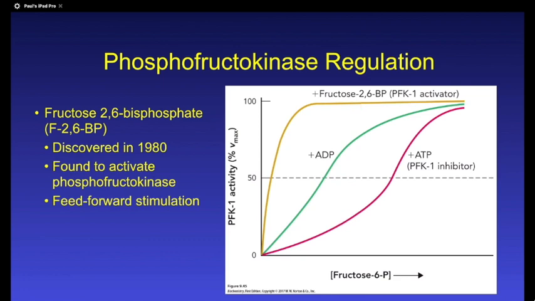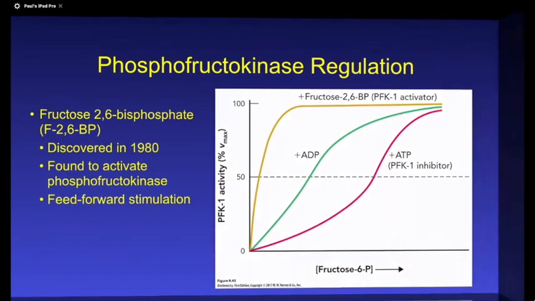But look at what the 2,6 version does. It makes it boom, okay? And it really upregulates it. So a tiny amount of this floating around makes that enzyme work really, really fast. It is actually a feed-forward modulator, where you've heard of feedback inhibition. This is a feed-forward excitation, or making it go faster. It was discovered relatively recently in 1980, and so it was something that we didn't know for a long time, but now we find it's very, very important.